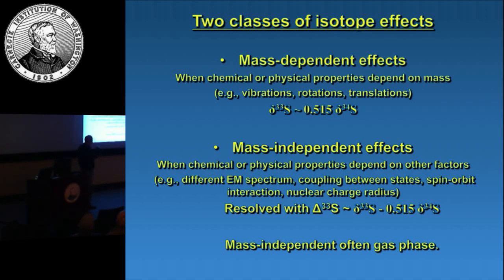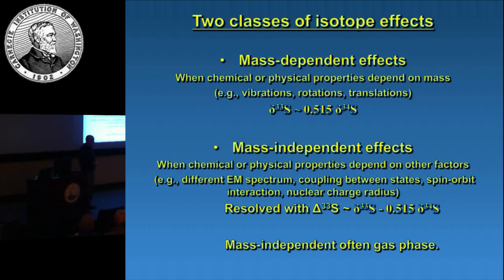And this notation here, which is one of the notations, this delta notation, is basically the deviation of a 33 to 32 ratio relative to that in the standard. And what this expression here is, this delta 33, or variations in delta 33, is approximately equal to 0.515 delta 34, is just an expression of that mass difference, the mass dependence.